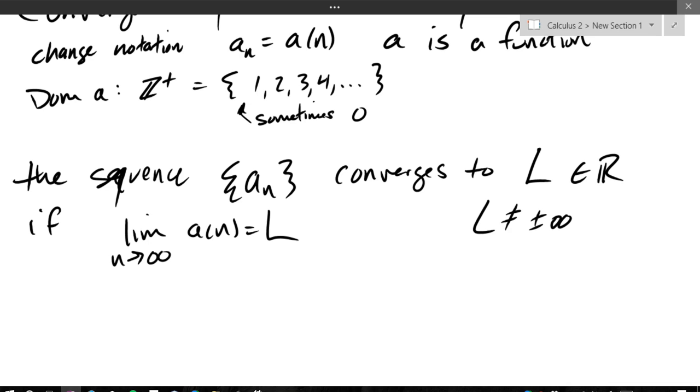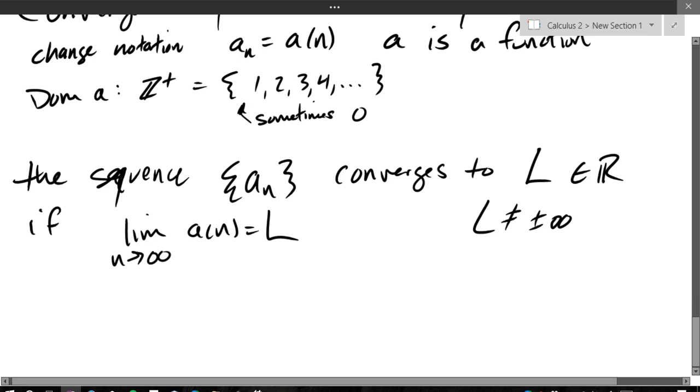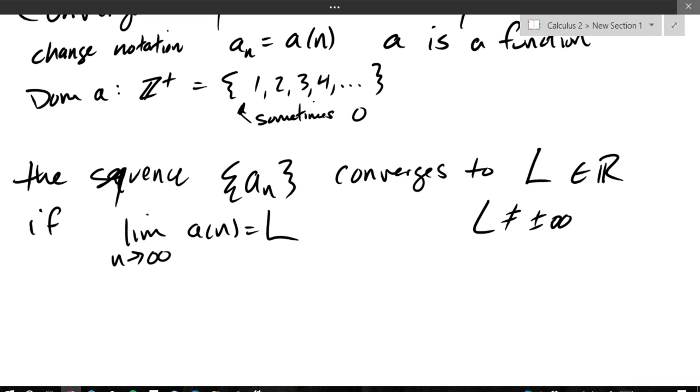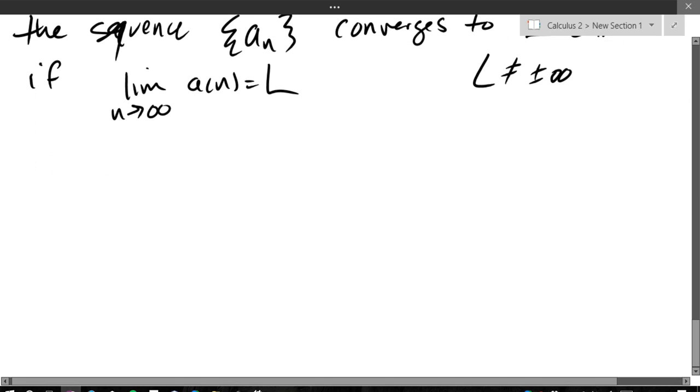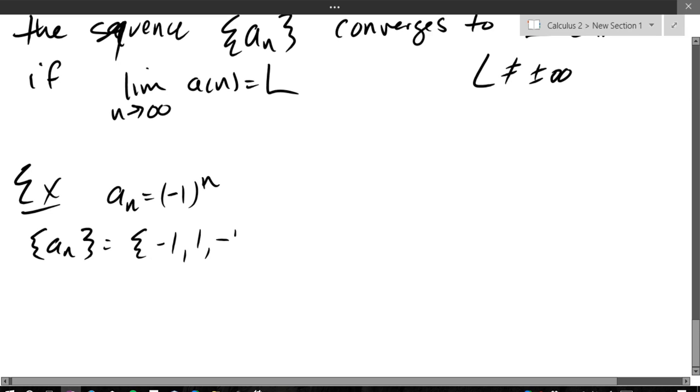All right, so how do you diverge? You could have a limit of infinity or negative infinity. That would be one way to diverge. Another way to diverge is if your sequence never actually settles down, keeps jumping around. So what's the easiest example of a non-converging sequence that does not go to infinity? The easiest one I could think of is negative 1 to the n. So as a sequence, this would look like negative 1, 1, negative 1, 1, negative 1, 1, etc., etc.